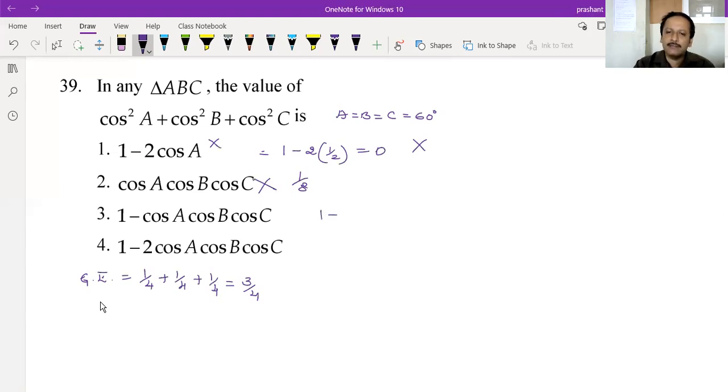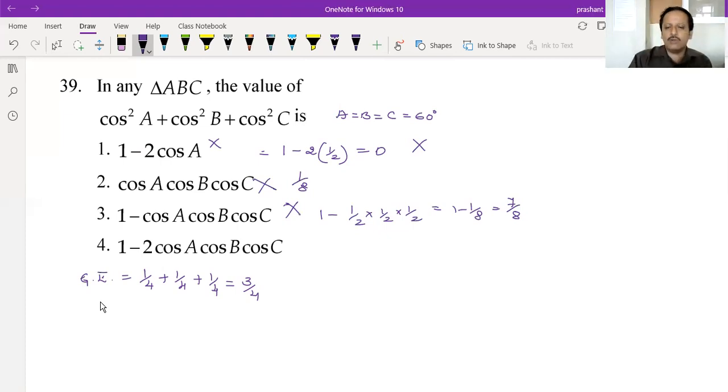Then look at the third. 1 minus cos A, 1 by 2, into cos B, 1 by 2, into cos C, 1 by 2. So 1 minus 1 by 8 is equal to 7 by 8. We want 3 by 4, so that cannot be the answer. The third option is also ruled out. If first, second, third are not correct, then obviously the fourth must be the right answer. Okay, so the fourth option is the correct answer.